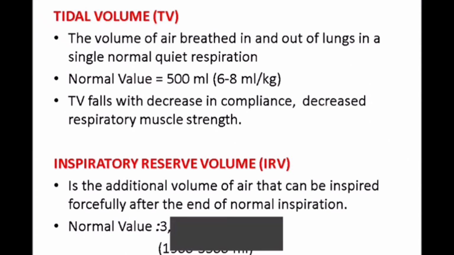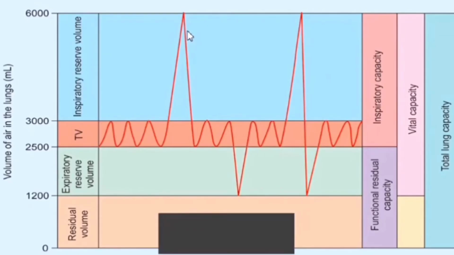Inspiratory reserve volume. Inspiratory reserve volume is the additional volume of air that can be inspired forcefully after the end of normal inspiration. I have shown the diagram. After the normal inspiration, what is the additional amount of air inspired here? That is the inspiratory reserve volume. Whatever additional amount of air you inspire, that is known as the inspiratory reserve volume. So see the graph here. You can see the inspiratory reserve volume, the blue colored. So additional amount of air after this resting inspiratory level is known as the inspiratory reserve volume. So it comes around 3300 ml.